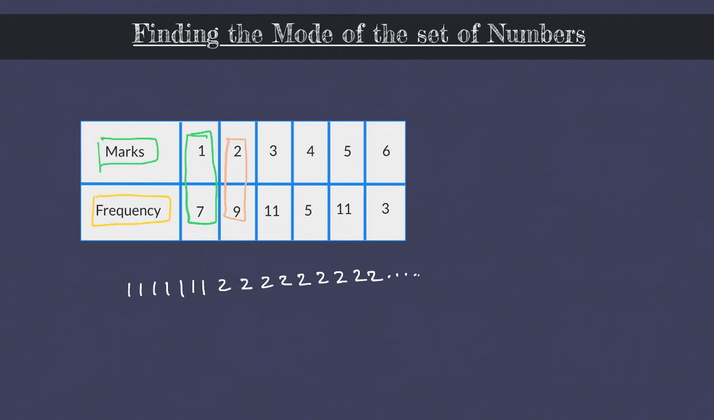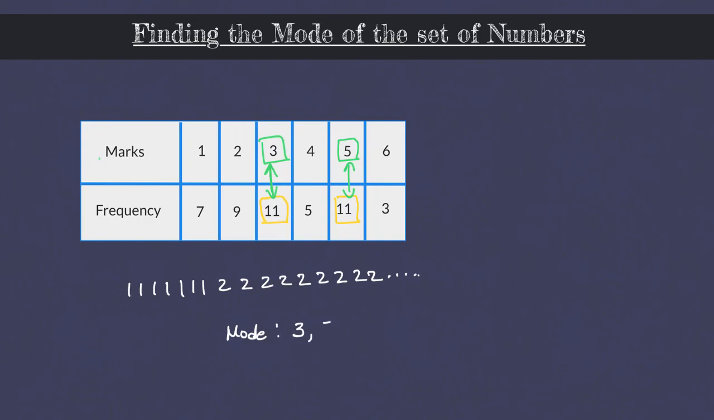So therefore, when I want to know what is the mode or what number is repeated most, I need to look at what is the highest frequency. What is the highest number in the row labeled frequency? Well, if I take a look at the frequency, the highest frequency is 11. And I see 11 repeated twice. So what that means is 11 students got a mark of 3 and 11 students got a mark of 5. So therefore, our mode in this example is going to be 3 and 5.